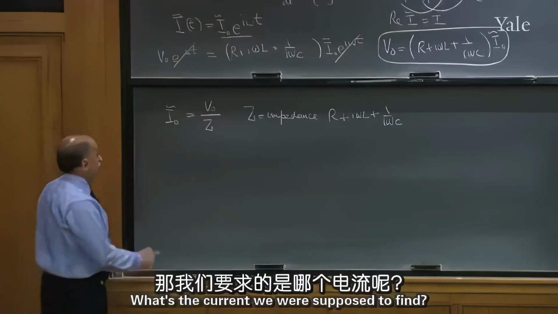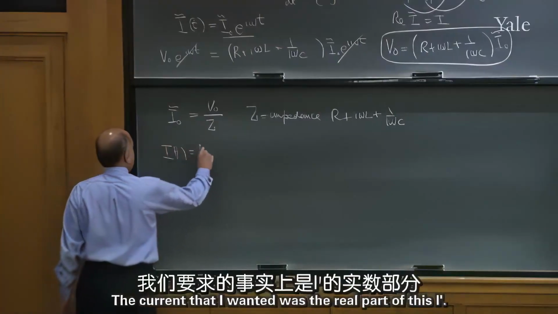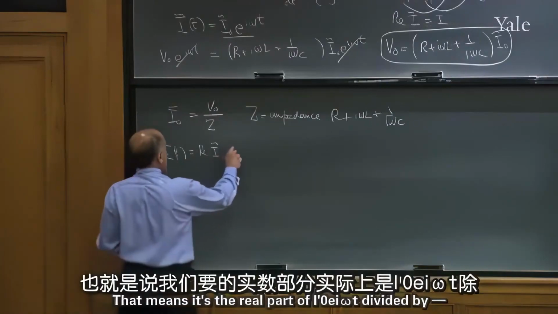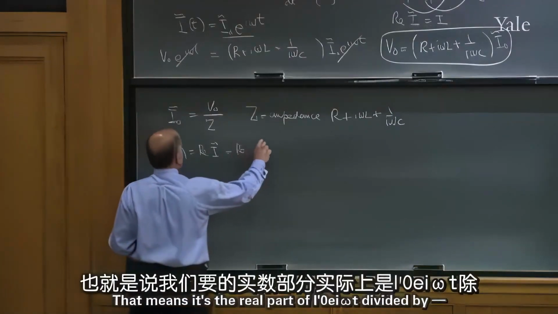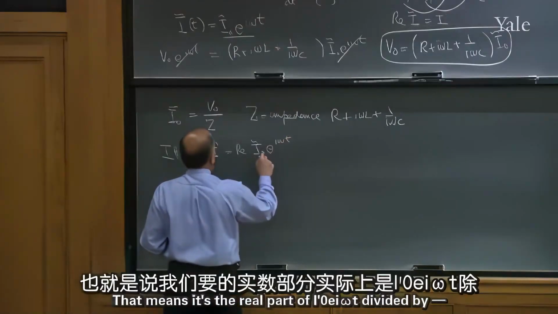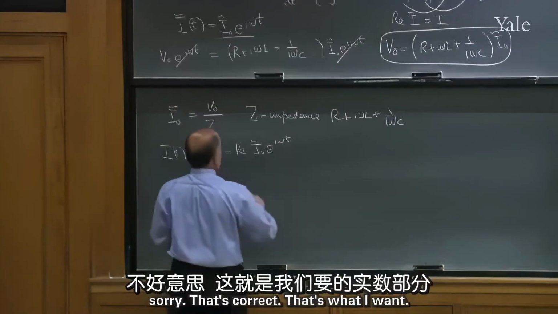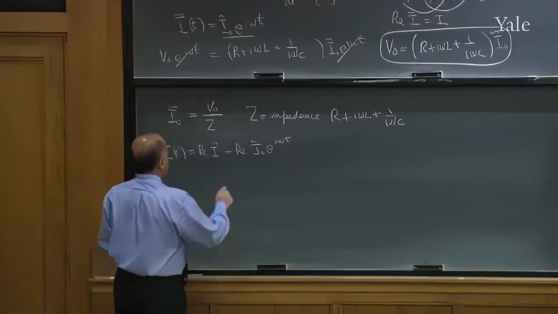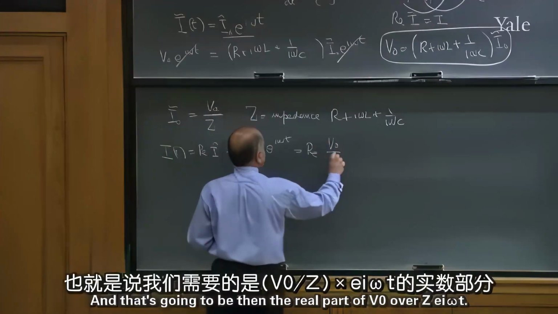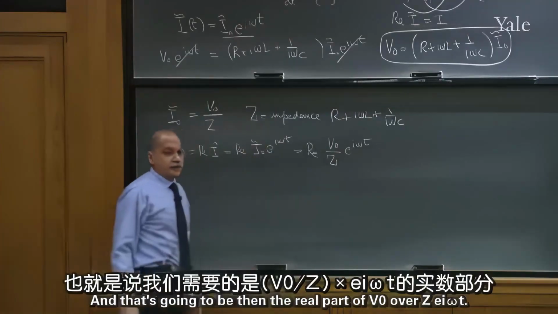What's the current we're supposed to find? The current that I wanted was the real part of I twiddle. That means it's the real part of I twiddle 0 e to the I omega t. That's what I want. And that's going to be then the real part of V0 over Z e to the I omega t.